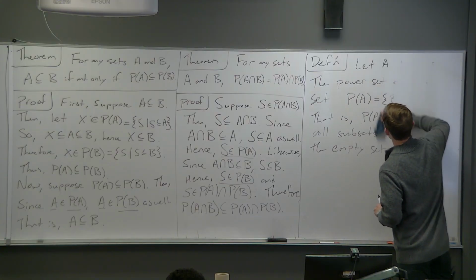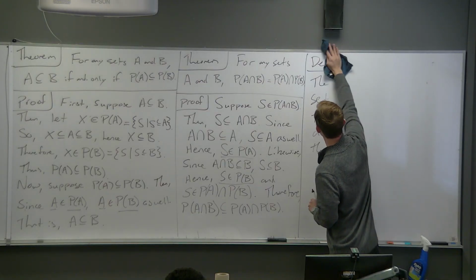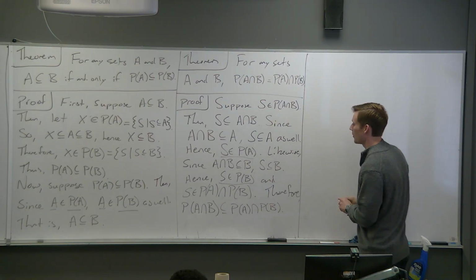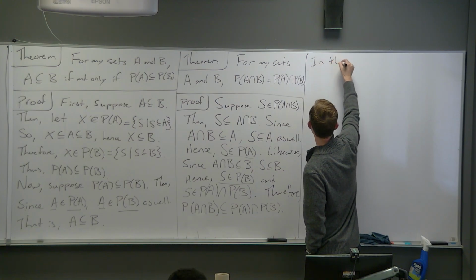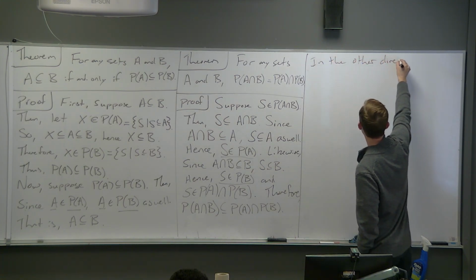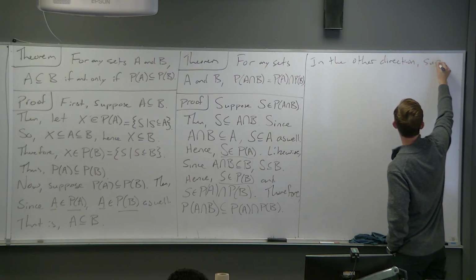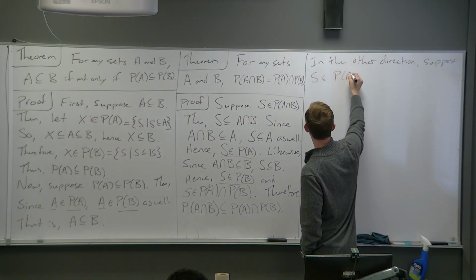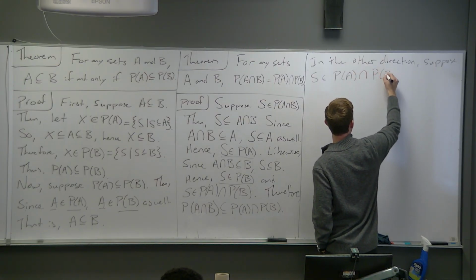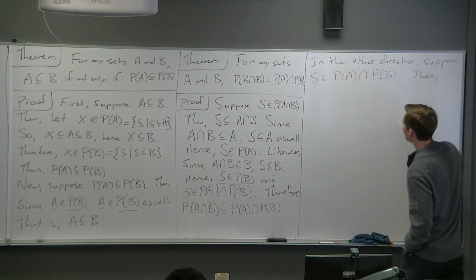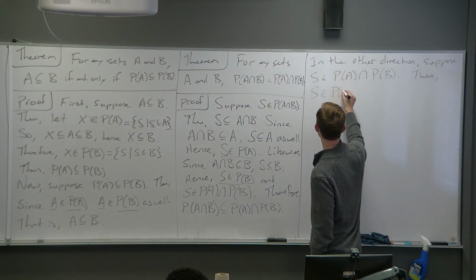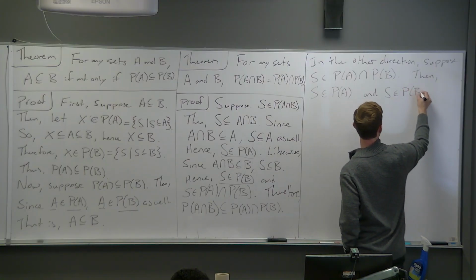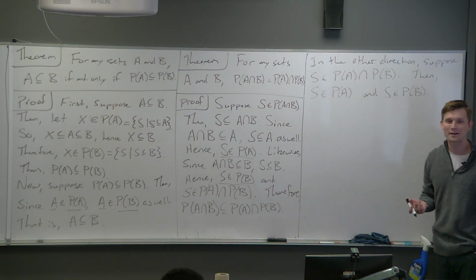So let's do the other direction then. That is, we don't just have an inclusion here, we have a genuine equality. So, in the other direction, suppose now that S is in the power set of A intersect the power set of B. Then S is in the power set of A, and S is in the power set of B. That's what the intersection is, after all, right?